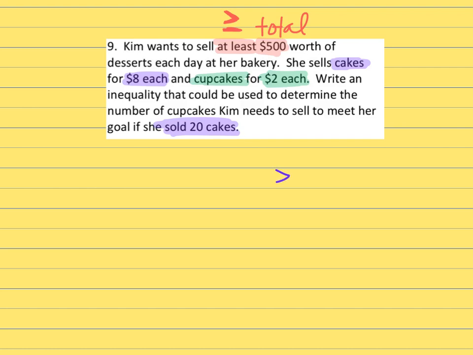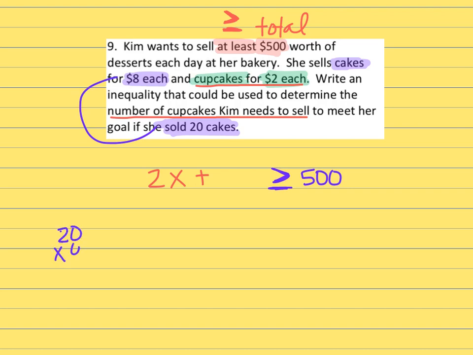Okay, so I know I'm going to have greater than or equal to. And I know I'm going to have 500. We're trying to determine the number of cupcakes she needs to sell. Okay, so here's cupcakes. That's going to be my variable, 2x, because they're $2 each, plus she already sold 20 cakes. So if she already sold 20 cakes and they're $8 each, that means she actually already earned $160. I had to figure that out on my own right there, multiply them together. Now this is ready to solve.